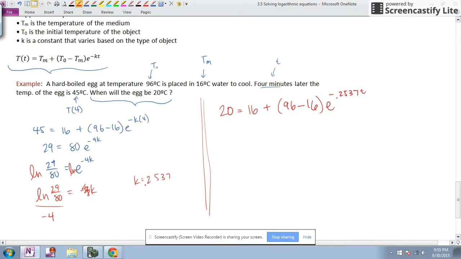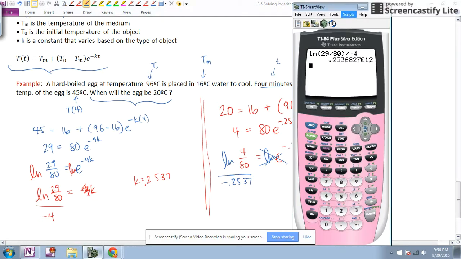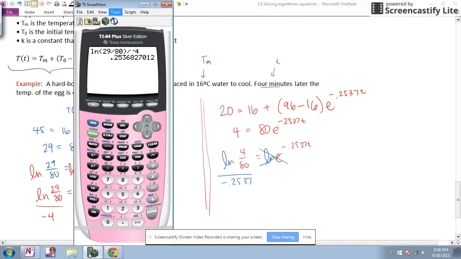And so now I'm going to solve this really the same way. I'm going to subtract the 16 and get 4 equals 80 e to the negative 0.2537t, or however many decimals you were willing to bring, divide by 80. So I have 4/80ths equals e to the negative 0.2537t. And now I can natural log both sides. So ln, again, I would do that because it's Euler's number. I can use a calculator. What's going to happen is these guys will be gone, and I can just divide by negative 0.2537. And that will be our time that our delicious egg is 20 degrees.